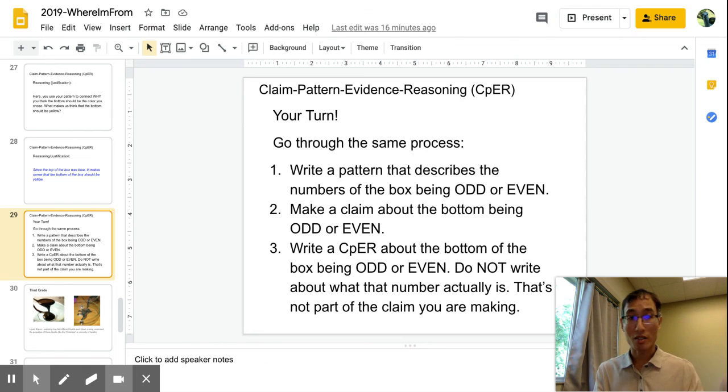So go through the same process. Based on the evidence, write a claim. There are patterns to describe this. If this, then this, your pattern. Here are some examples. One example is this. Another example is this. So always give two examples when you're doing your paragraph. And then your justification. It makes sense, or because this is what I see, then it makes sense that the bottom of the box should be this. Okay, so good luck with that. That is your assignment for your first CpER for this class.